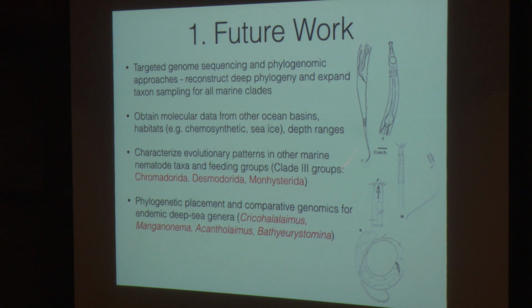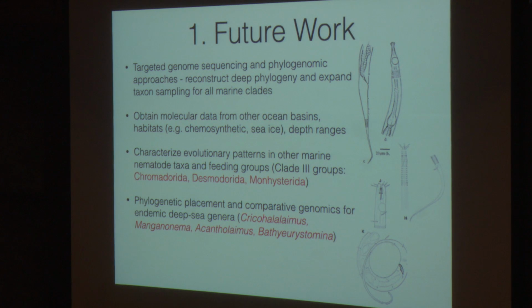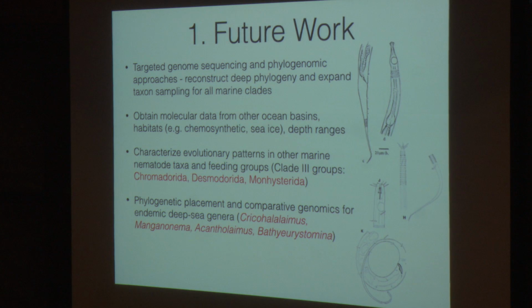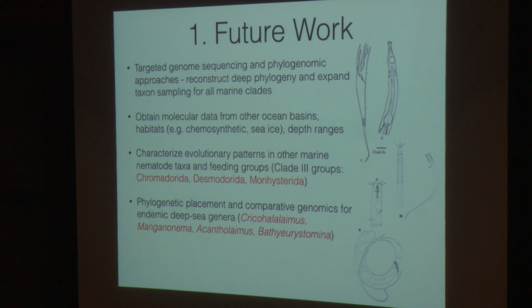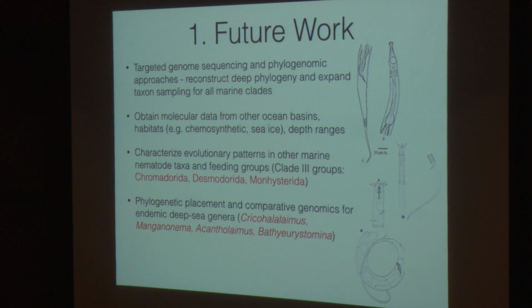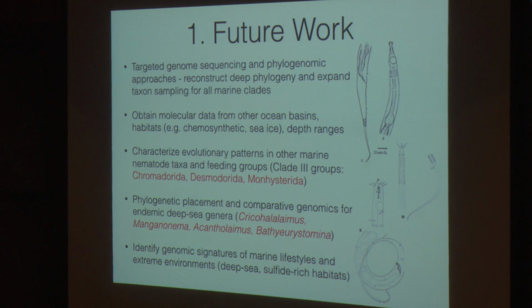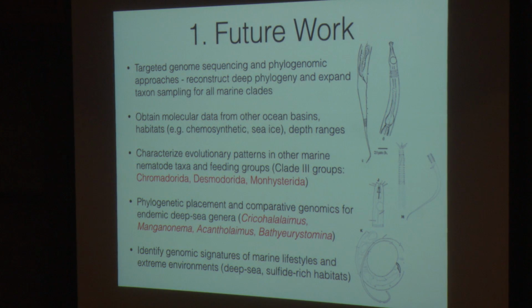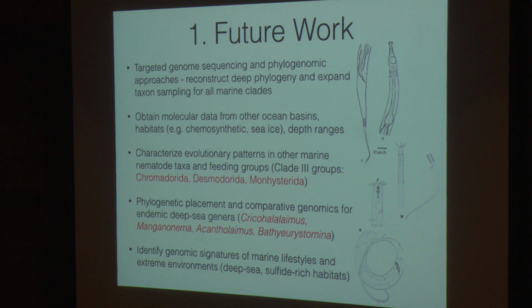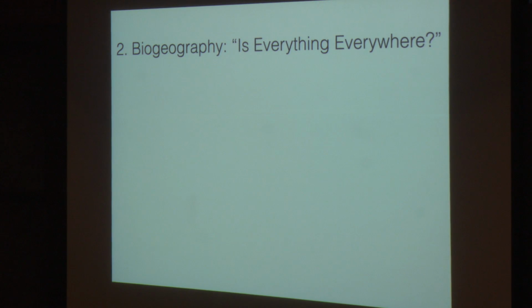So there are nematode lineages with quite interesting morphology. This is Manganonema, which has a really tiny head up here, which is only found in the deep sea, so it's never been found in shallow water. And putting these into the context of the nematode phylogeny and looking at the genetic diversity of these deep sea species is also a priority. And ultimately, the goal is to try to identify genomic signatures of marine lifestyles and extreme environments. So whether or not we can determine genomic signatures of productivity and free-living lifestyles in habitats such as the deep sea or sulfide-rich environments.